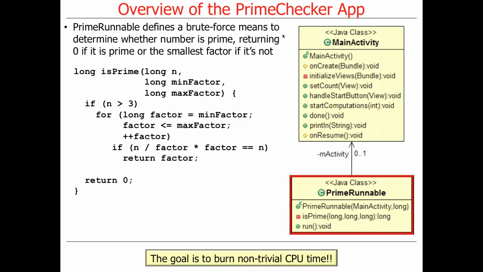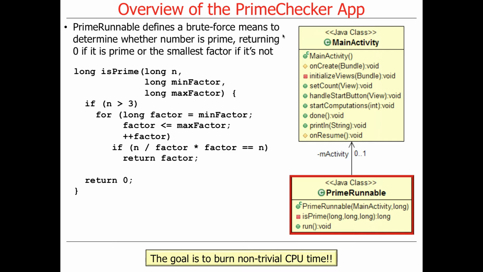OK, so we then have a class called PrimeRunnable, which is a Runnable, as you might guess from the name. It's got a public method, of course, called run. And it's also got this method called isPrime. It's not the world's most efficient way to compute prime numbers. In fact, it's deliberately brute force to burn up CPU time just to make the thing run for a while.